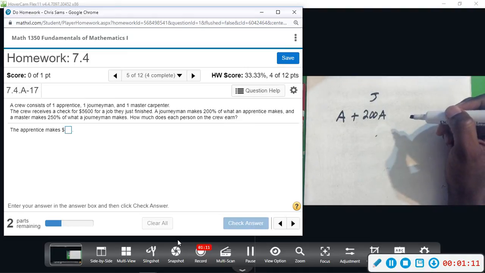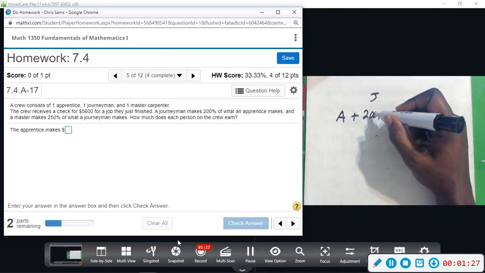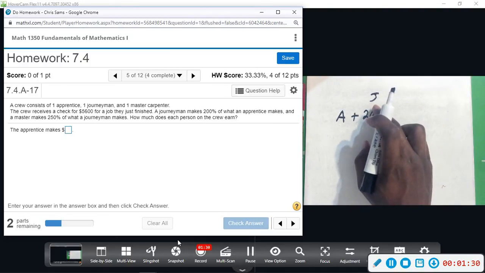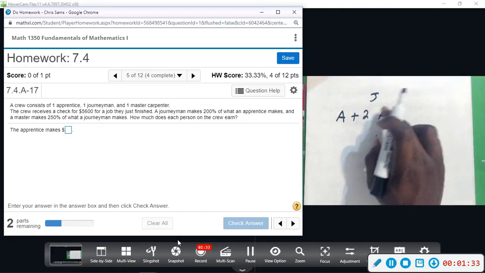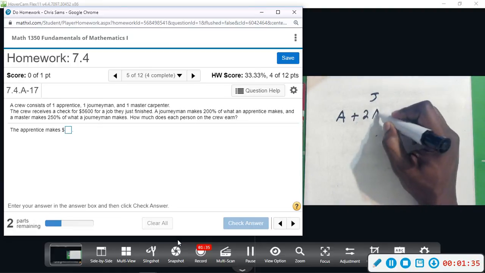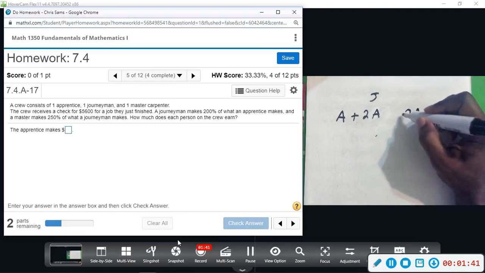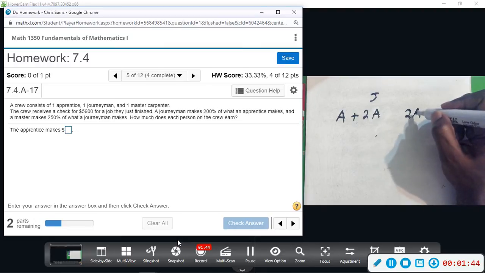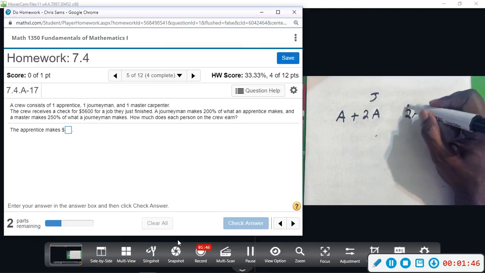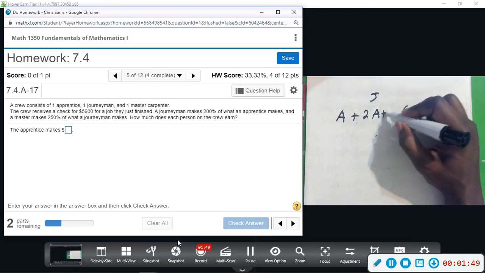Alright. And then it says the master makes 250% of what the journeyman makes. And actually this is percentage. I want to convert it to a decimal because we don't multiply percentages. So as a decimal, this would be just 2. Okay, so now we have the 2A. This is what the journeyman makes. The master makes 250% of this, so that's another 2.5 as a decimal.